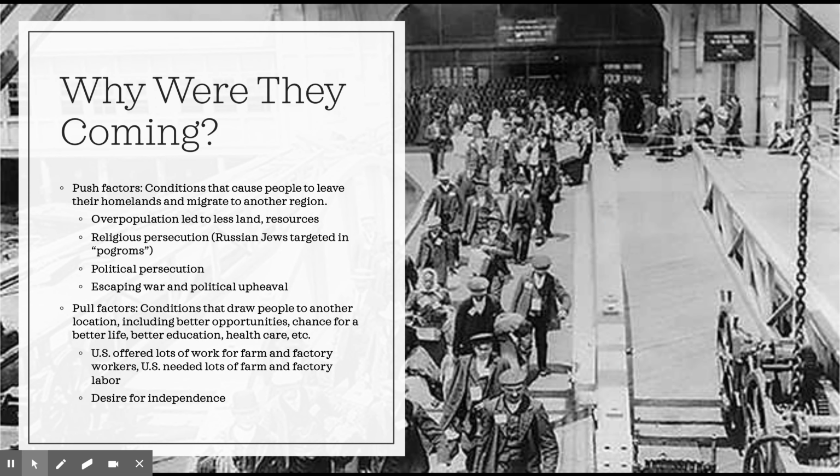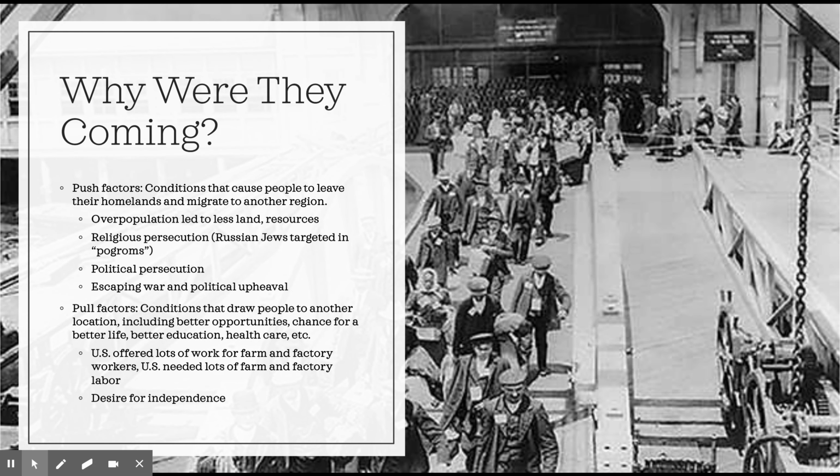So why were they coming? Why were these immigrants coming? Well, I've already mentioned a few reasons. There are many reasons, right, that they came here, and we like to categorize these diverse reasons as either push or pull factors. And this is important to remember and take note of.